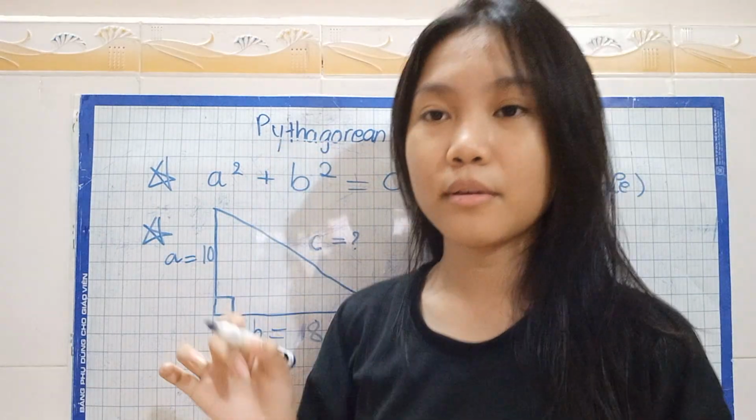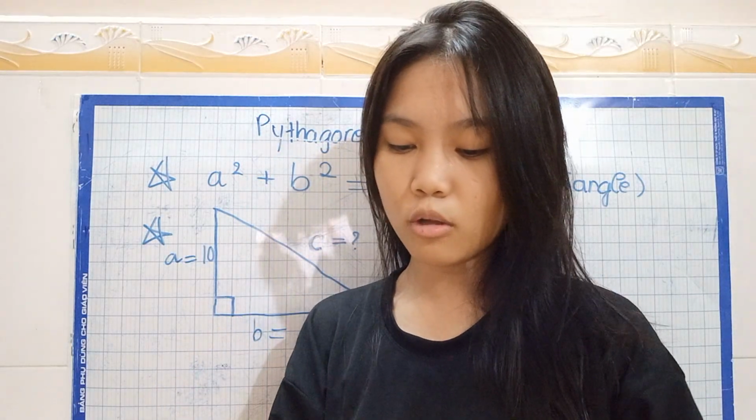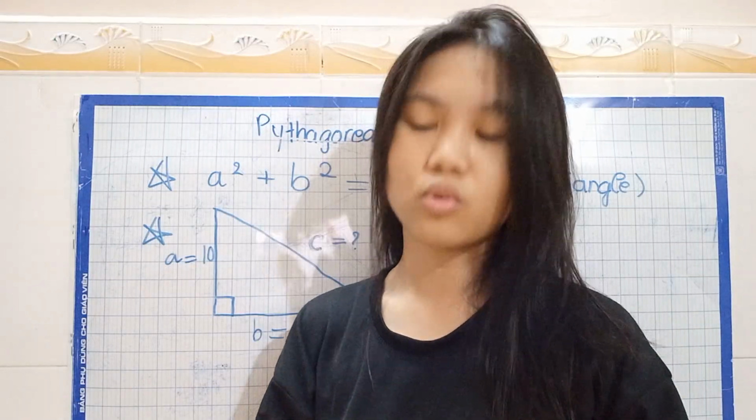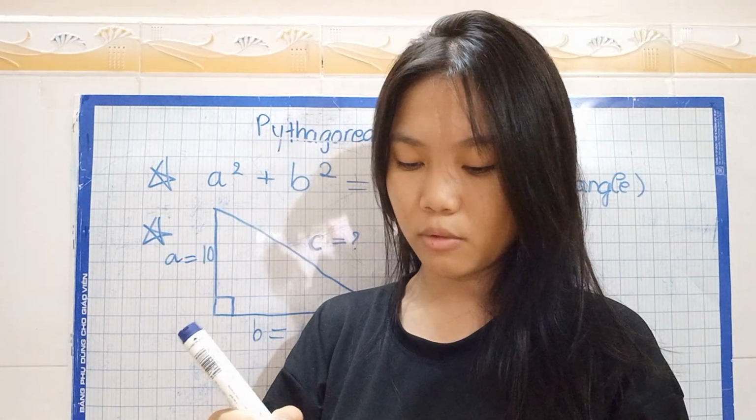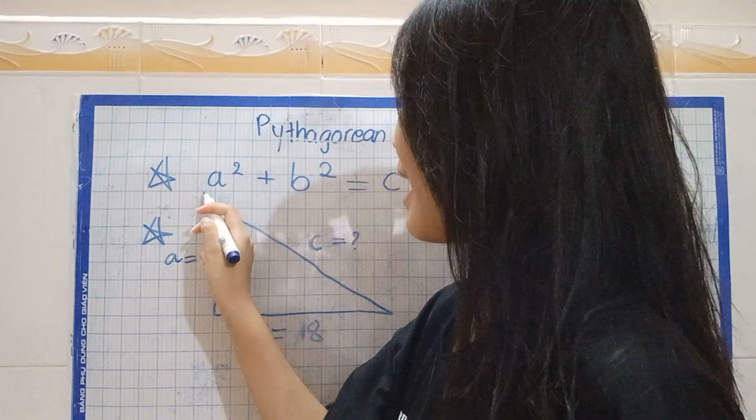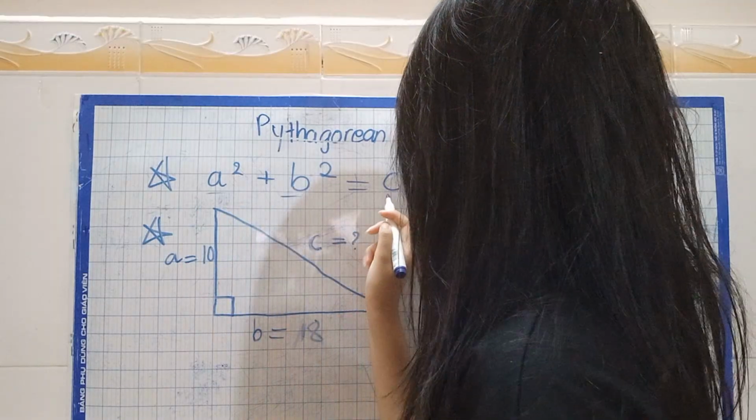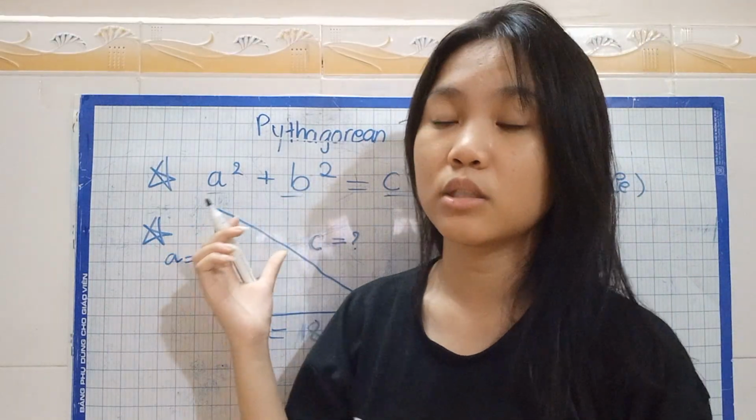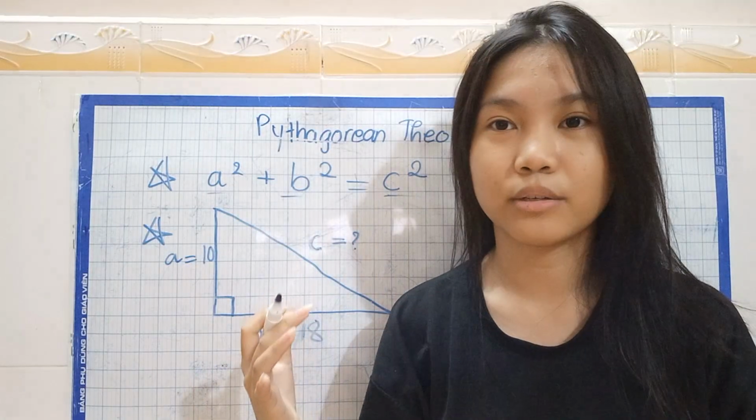And this is a very useful concept that we're going to be using a lot when we learn about triangles overall. So what is this theorem? This theorem says that a squared plus b squared equals c squared. And this is just applied in right triangles.